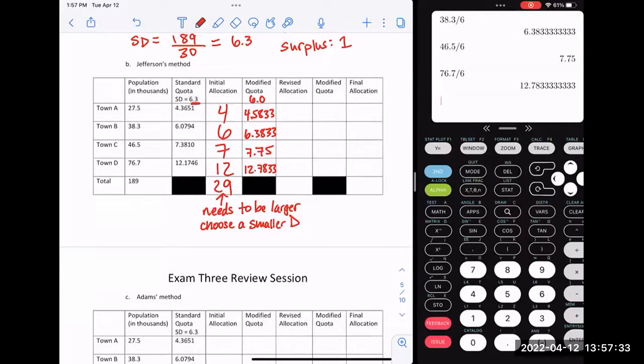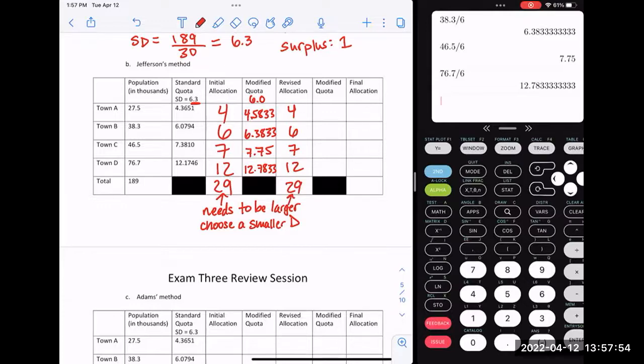All right, so I've got these numbers. So again, Jefferson uses the lower quota. So I'm going to round all these down. So this is going to be 4, 6, 7, 12, and I can already tell that's not going to work because I got the same thing, right? So I got 29. So again, I need that number to be larger. I need it to be 30.